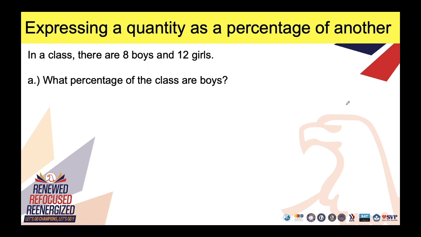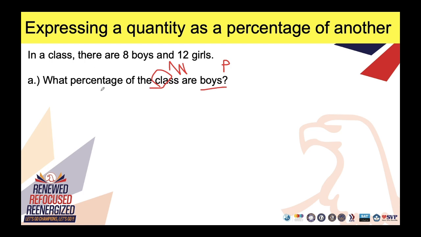Okay, remember, part of a whole. So what percentage of the class are boys? So class here is considered the whole, the number of students in the class, whereas the number of boys is simply a part. So you have to know how many boys there are and what's the total number of students in the class. In a class, there are 8 boys and 12 girls, meaning the total number of students would be 20.